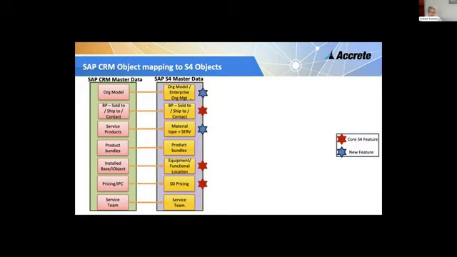It is being enhanced slowly. I don't think it's still as robust as the org model, but it's much simpler to use. It's more like the SD or sales organization structure. I think SAP is heading towards that and getting rid of the CRM org model.